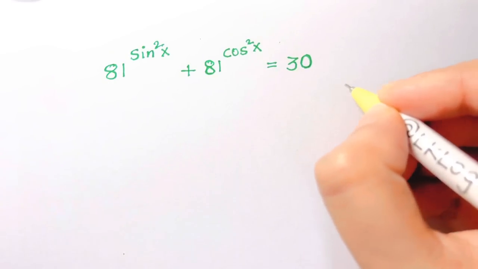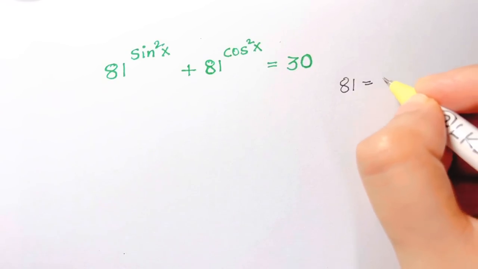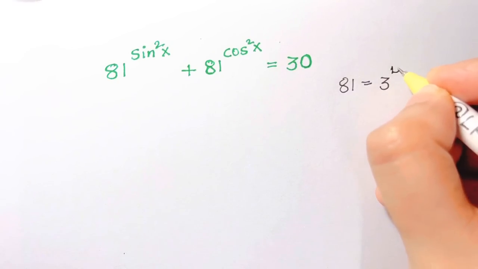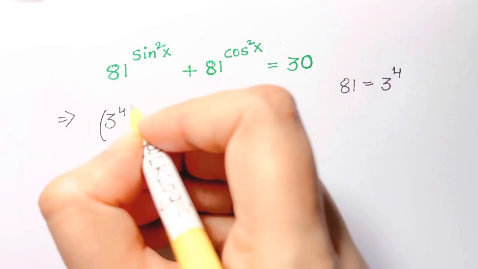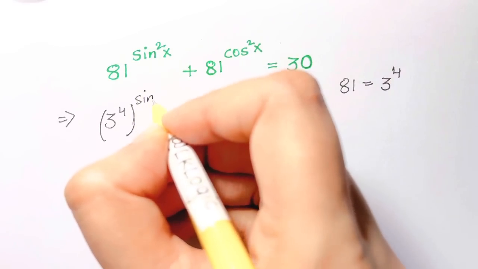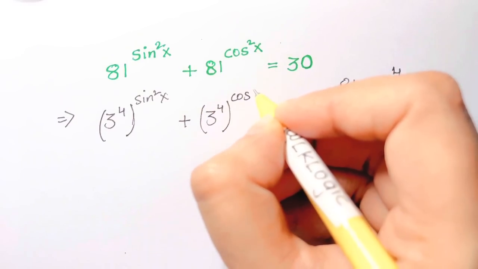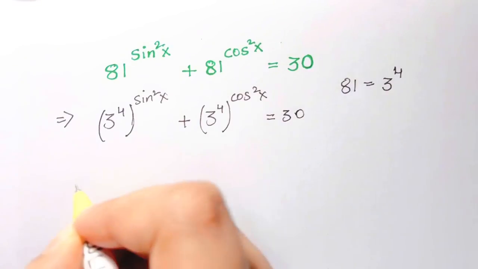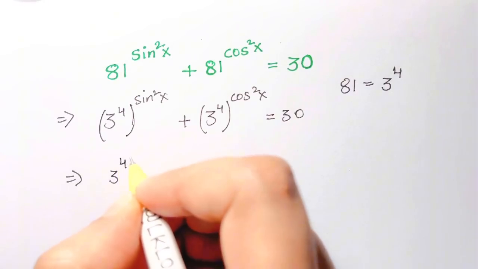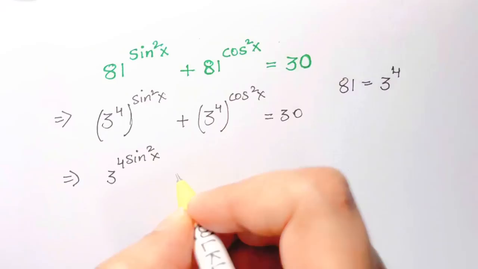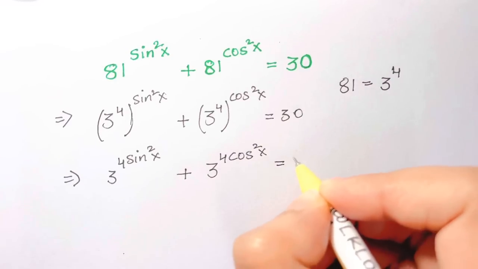Now the first thing we're going to do is 81, as you know, if we break it down into the base of 3, we can write it as 3 to the power of 4. This can be 3 to the power of 4 whole to the power of sine square x plus, we have the same thing, 3 to the power of 4 whole to the power of cos square x is equal to 30. Now let's simplify. When you have power to power, you multiply the power. So 3 to the power of 4 sine square x plus 3 to the power of 4 cos square x is equal to 30.